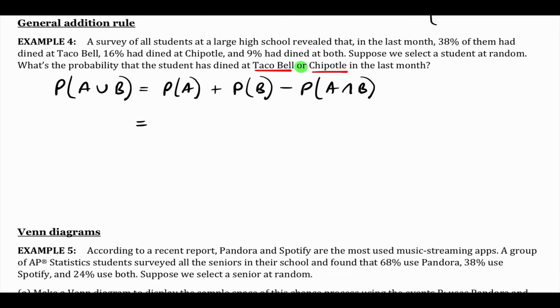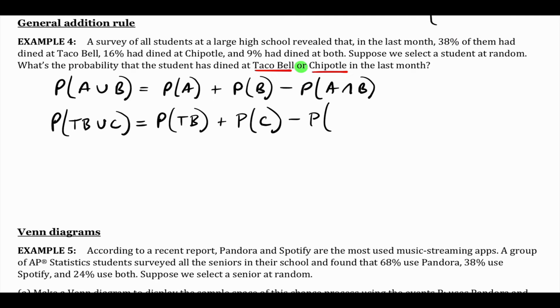Taco Bell, right? Here's the thing. I don't like using A's and B's because I like to put them in context. So what I'm going to do is rewrite this formula except use TB for Taco Bell and C for Chipotle. TB means Taco Bell. Chipotle is C. It's the same formula, but I write it with different letters because they make more sense to me than A and B.